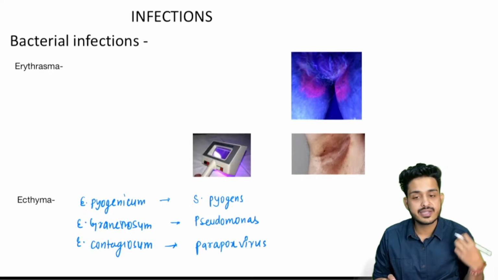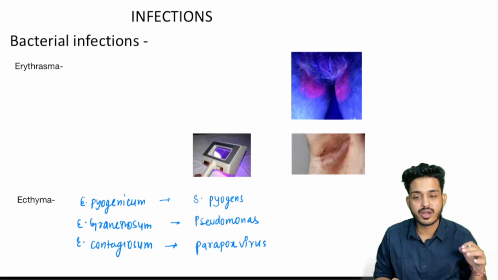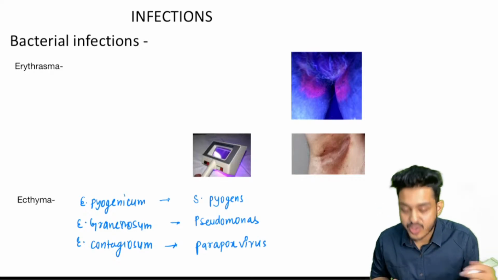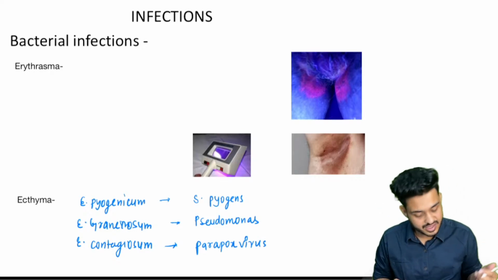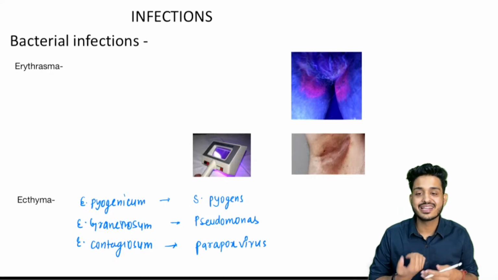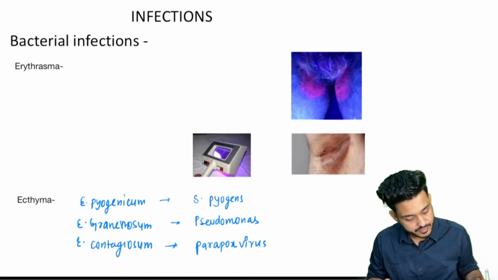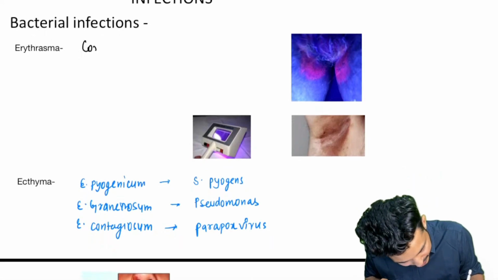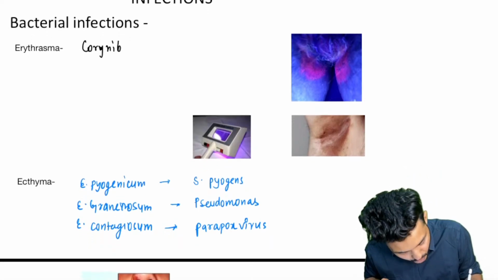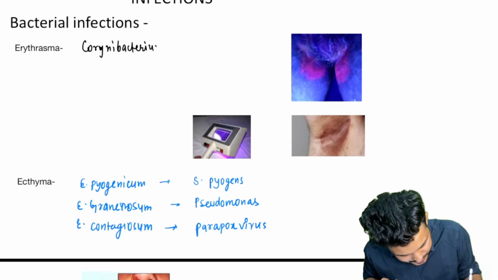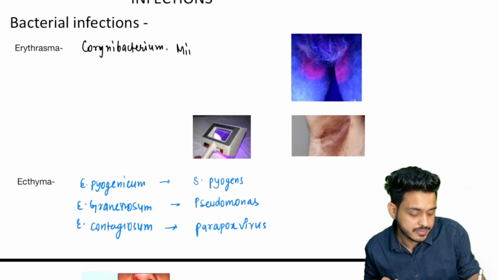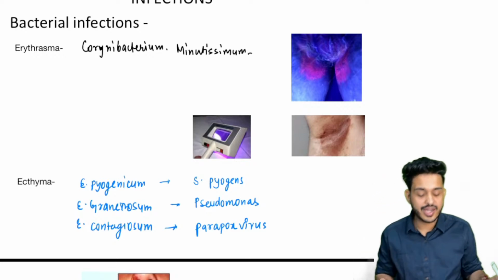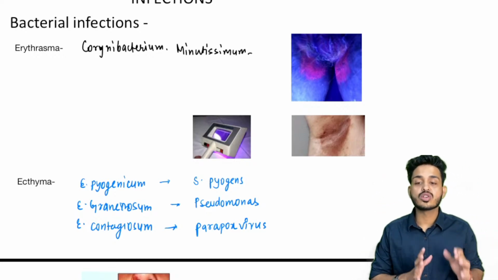erythrasma. There are multiple questions on erythrasma, it is very important. Just look here. What is the causative agent for erythrasma? Which bacterium causes erythrasma? This is a very important question. That is your Corynebacterium minutissimum. Corynebacterium minutissimum is the causative agent.